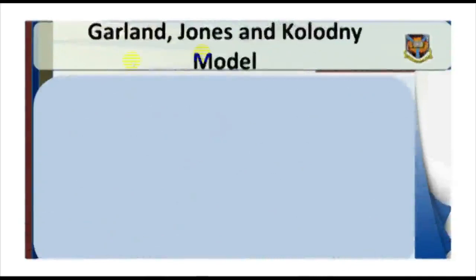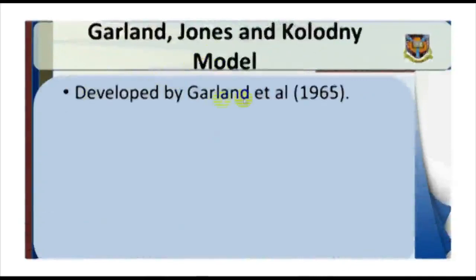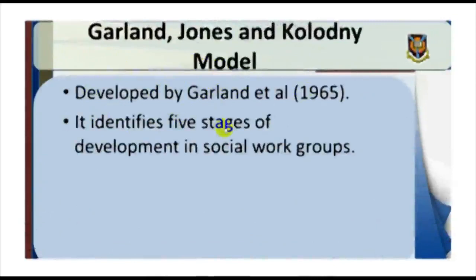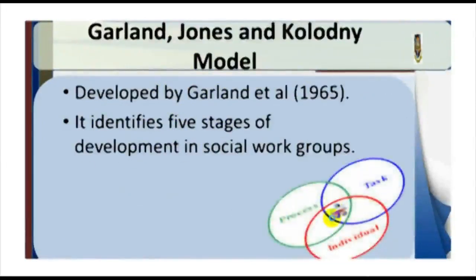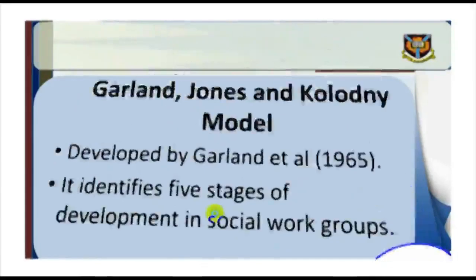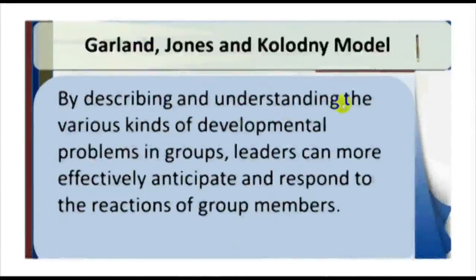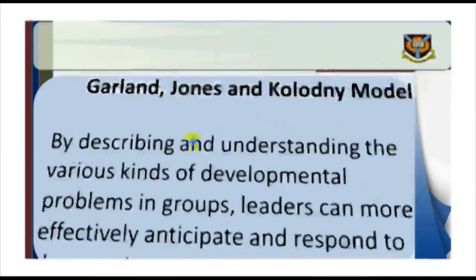Garland, Jones, and Colony model. The model was developed by Garland et al. 1965. The model identifies 5 stages of development in social work groups. By describing and understanding the various kinds of developmental problems in groups, leaders can more effectively anticipate and respond to the reactions of group members.